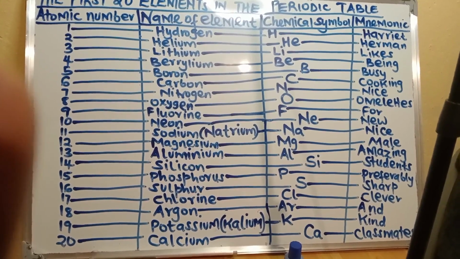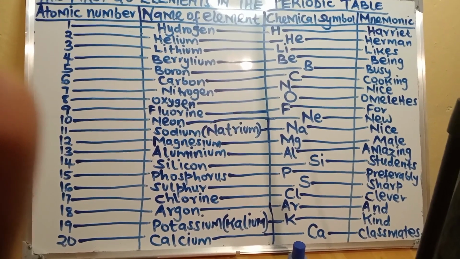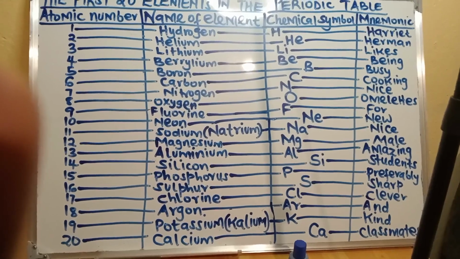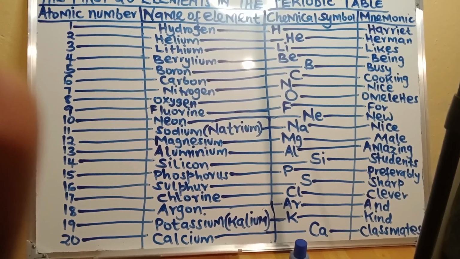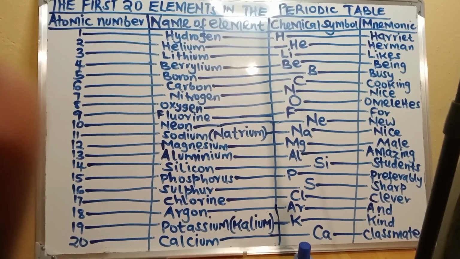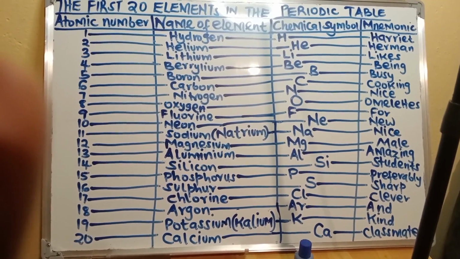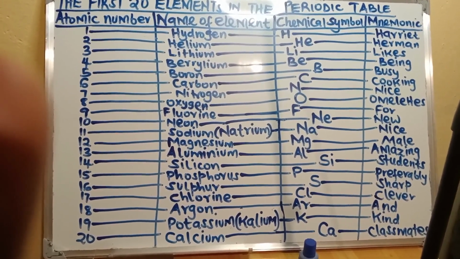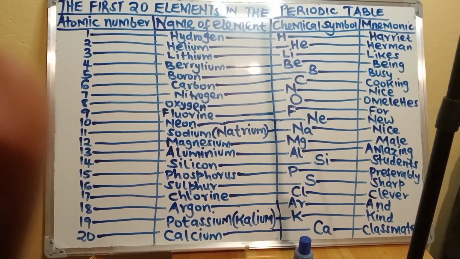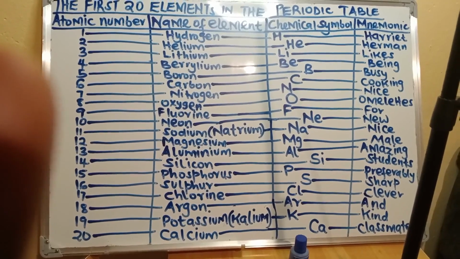Then we have the mnemonic. From atomic number 1 to atomic number 20, we have: Harriet Harman likes being busy, cooking nice omelettes for new nice male amazing students, preferably sharp, clever, and kind classmates. So that is a mnemonic that you can use. Practice it so that you can easily remember how the first 20 elements are in order of their atomic numbers from number 1 all the way to atomic number 20.